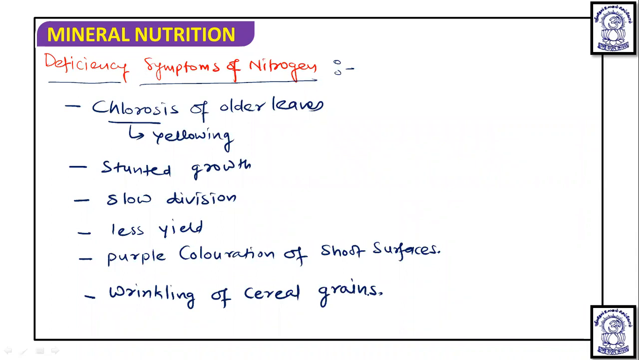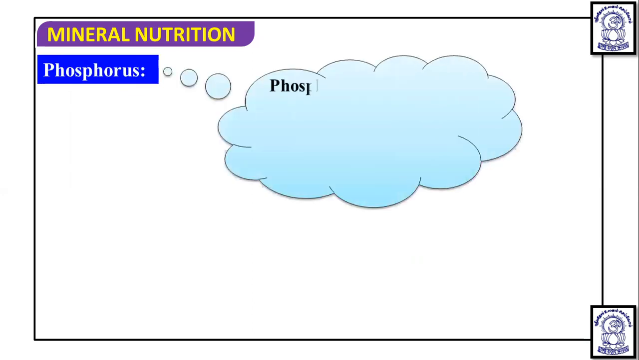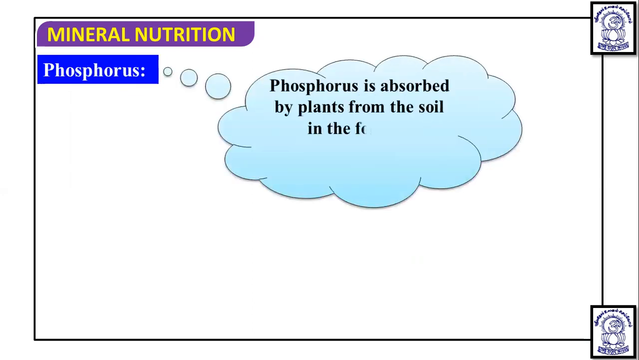Now after this, the next element we are going to discuss is phosphorus. Phosphorus is absorbed by the plant from the soil.